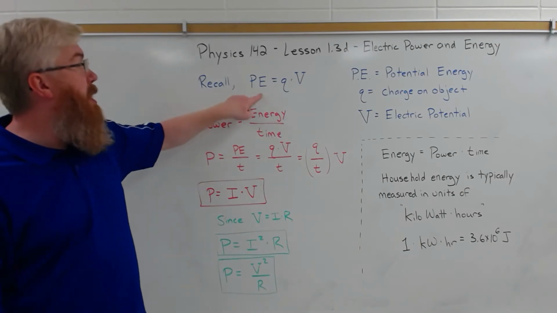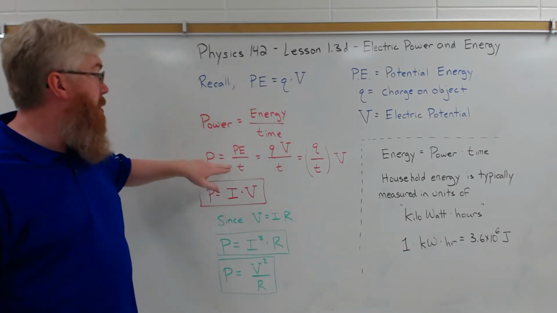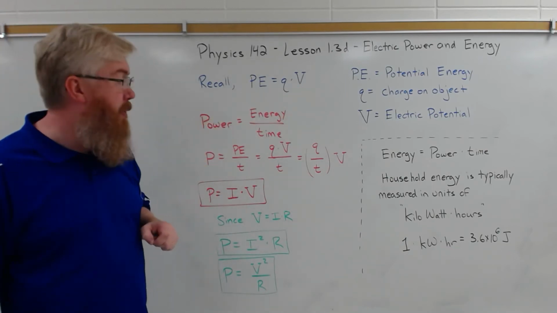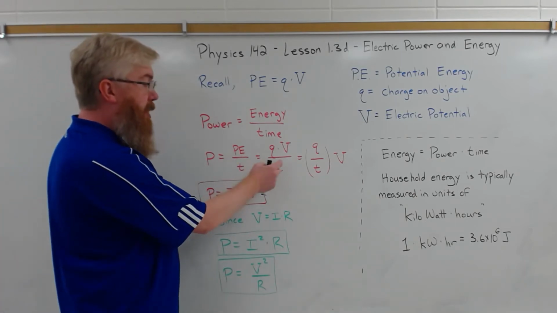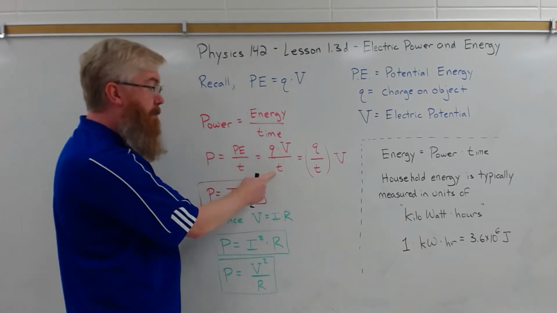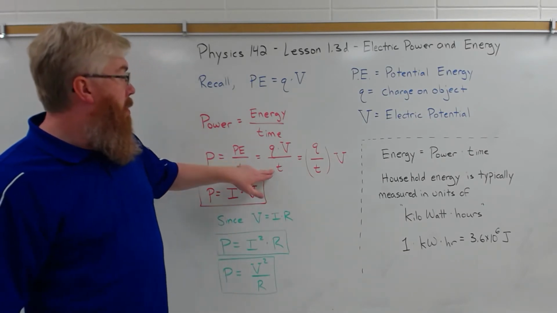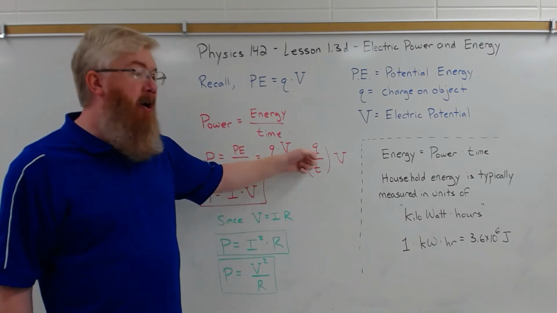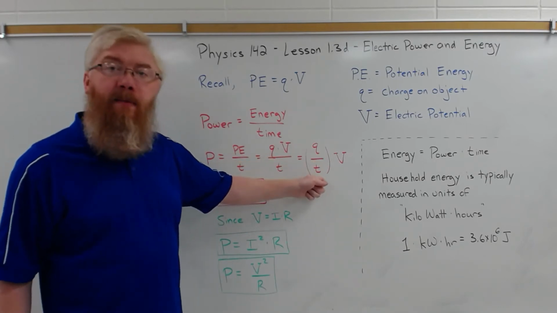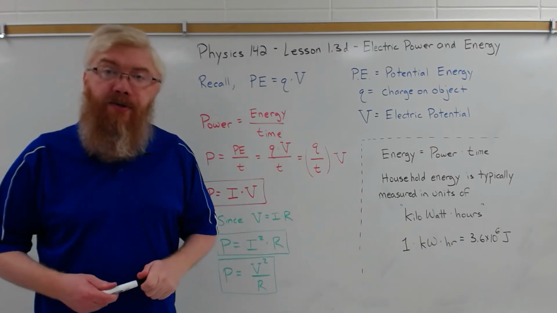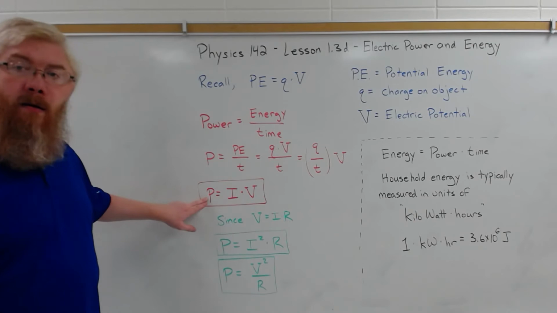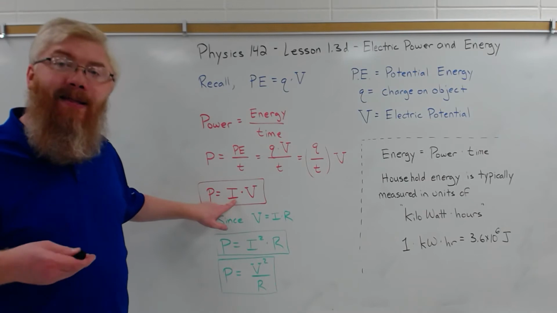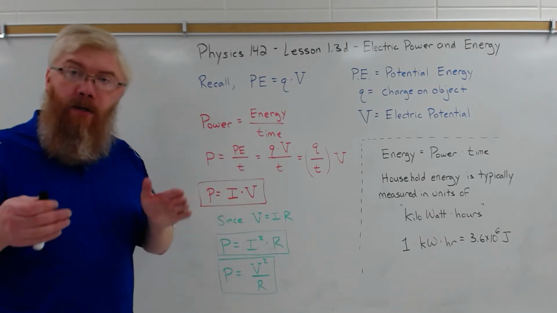The energy here is the electric potential energy, which is related to the charge and the electric potential. So I replace the potential energy with the charge times the electric potential, over time. If I rearrange this equation and group charge and time, the amount of charge that passes through some area in a unit of time is the current. We just talked about that a few lectures ago. So the power in an electric circuit is equal to the current in that circuit times the potential across that circuit.